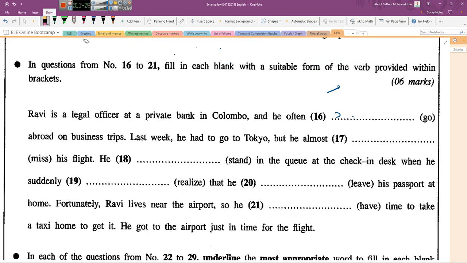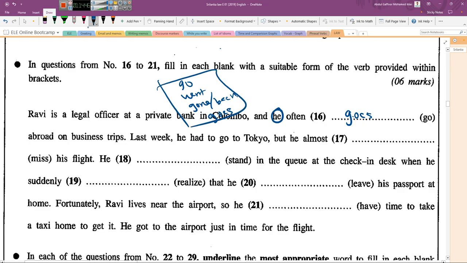Okay, so here Ravi is a legal officer at a private bank in Colombo, and he often, now you see here the verb go is given, and he often, right? So the action that happens regularly can be expressed using simple present tense, right? So since the subject he is singular, we are supposed to put goes here. Why? Because go, went, gone, going and goes. These are the 5 forms of the verb go, right?